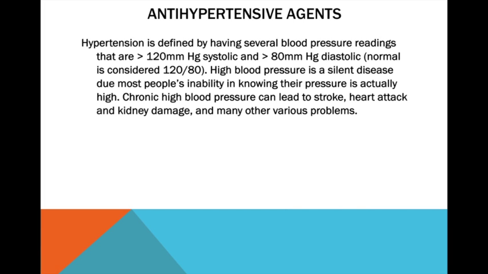High blood pressure is a silent disease due to most people's inability in knowing their pressure is actually high. Chronic high blood pressure can lead to stroke, heart attack, and kidney damage, and many other various problems. So you're going throughout your day, sometimes your blood pressure goes up, sometimes it goes down, and you can't really tell exactly what it is, but sometimes it does go greater than the 120 or 180. And that's why it's known as a silent disease, because people don't monitor it like they should. And because they're not able to monitor it, like this says, it can lead to stroke, heart attack, and kidney damage.